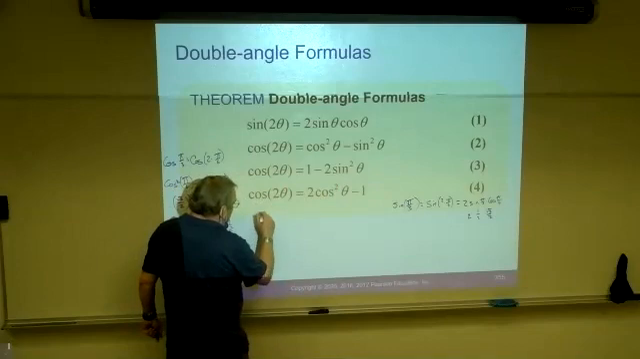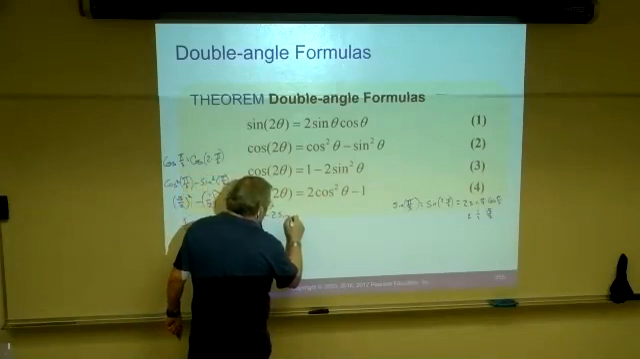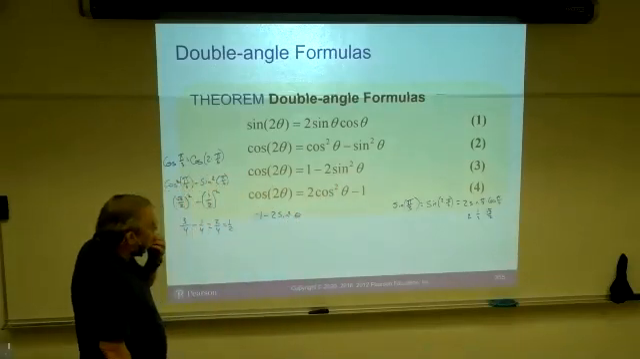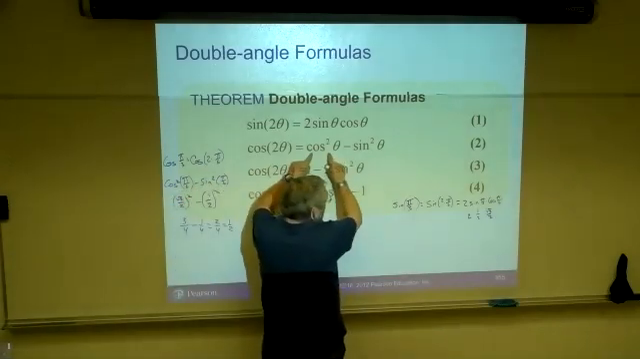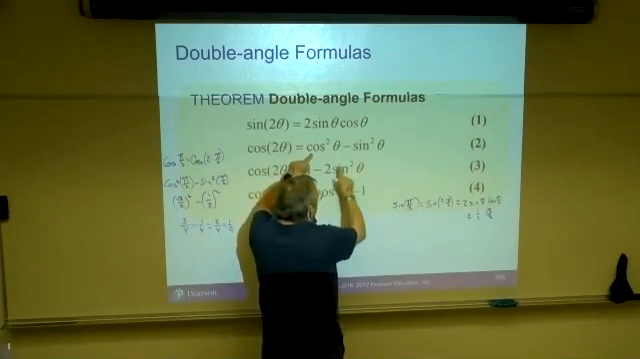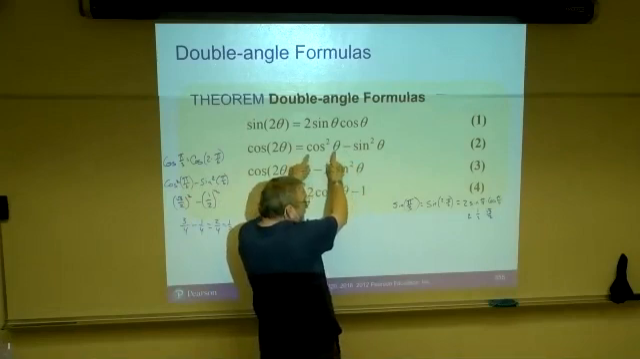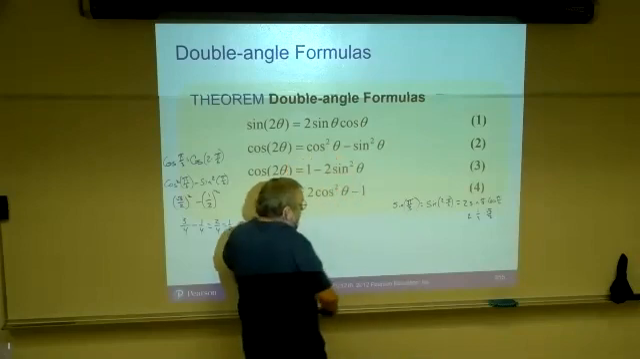So 1 minus 2 times the sine squared of theta. That's just substituting 1 minus sine squared for cosine squared, and then subtracting another sine away, you get this one. So this one is a direct result of this one by using a trig identity, a Pythagorean identity, to replace cosine squared with 1 minus sine squared.